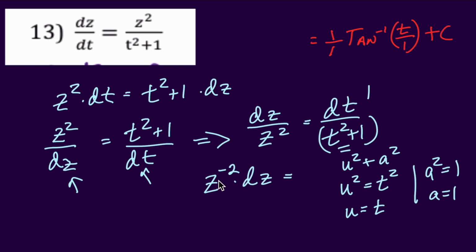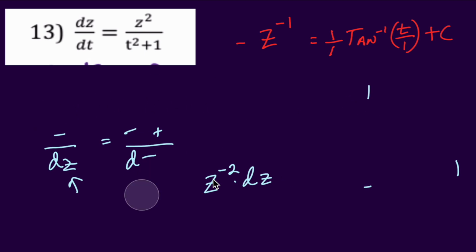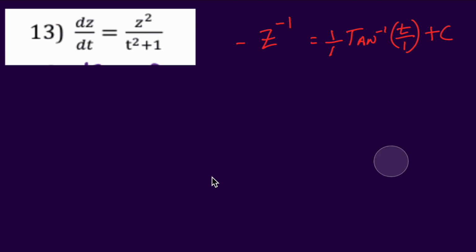Now here, to integrate z to the minus 2, we're going to go ahead and add 1. That gives us z to the negative 1, and divide by the new exponent, which is the same as multiplying. Okay, so now we're going to have to solve for z here, if we can. So let's multiply through by the negative. So we're going to have z to the minus 1 equals negative arctan of t plus c.